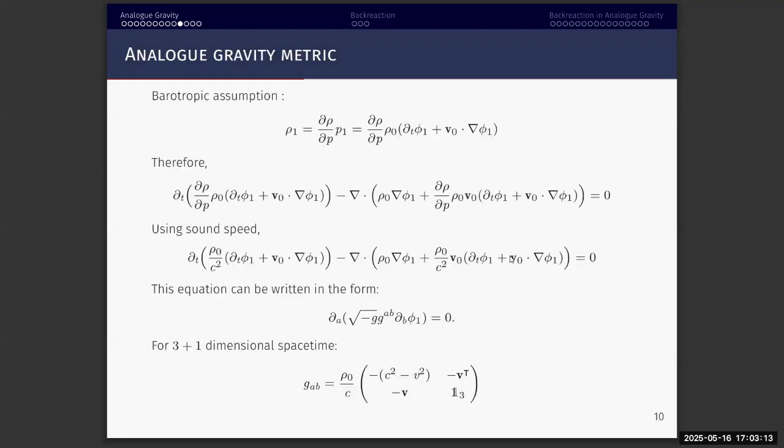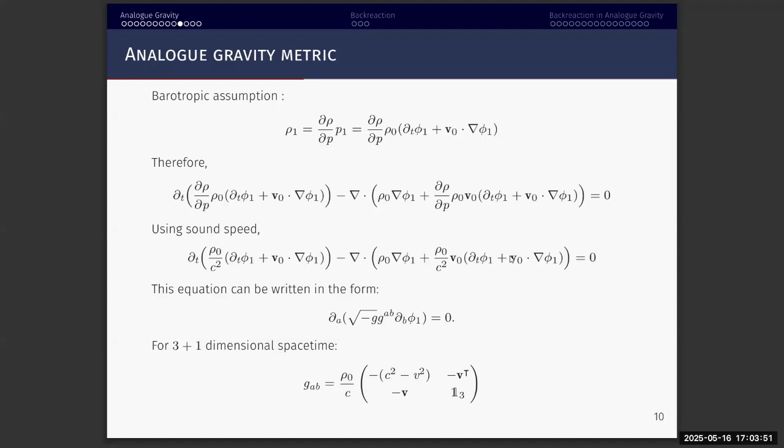So we can have this nice form of equation if we define the metric like this. In the 3+1 dimensional case it is a similar form, but this vector changes by dimension also. So phi one is the fluctuation, and phi enters into the metric because there is v. The background is the geometry, and the fluctuation is living around that background.